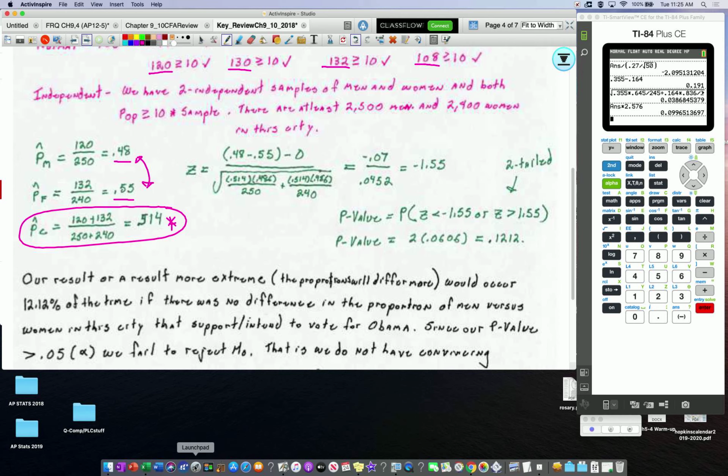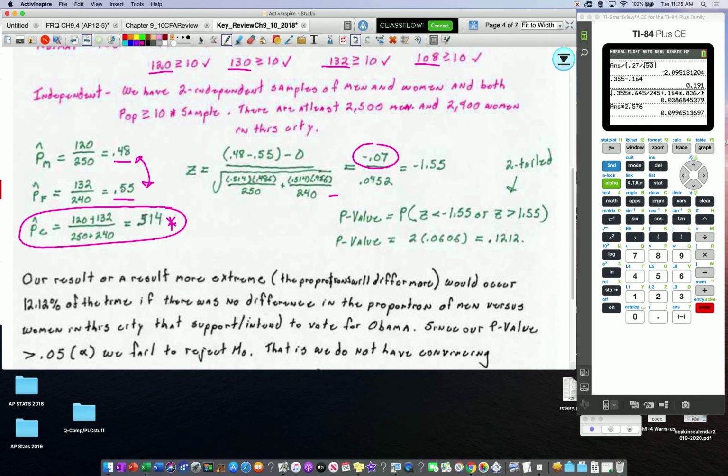So you calculate out Z, the difference between the two proportions. So 0.48 minus 0.55, that's the negative 0.07. And then you do the standard deviation of the combined. For time's sake, enter that in the calculator. Make sure you have this all under the square root. You get 0.0452. You get a Z-score of negative 1.55.